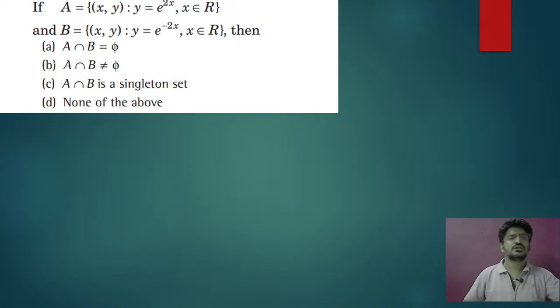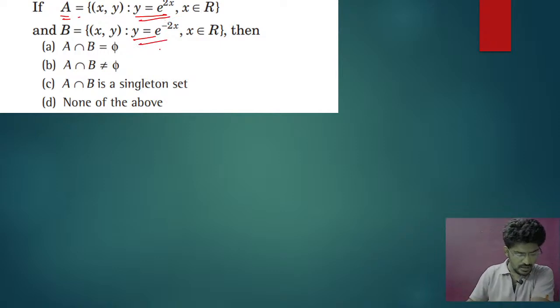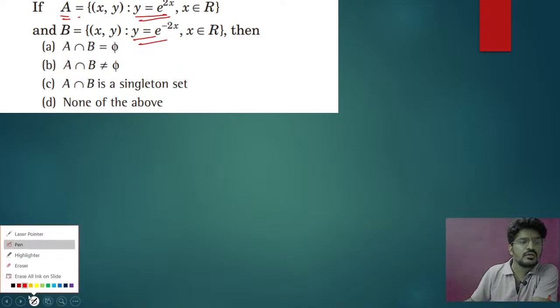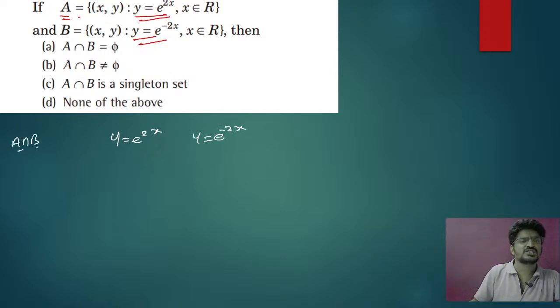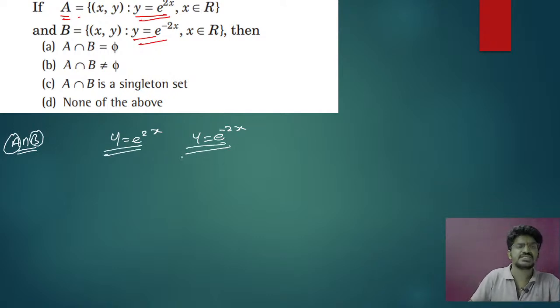So my dear students, in the next question, you just see they have given A equal to y equal to e to the power of 2x, and B equal to y equal to e to the power of minus 2x. Then they are asking about A intersection B, that means the common roots of these two functions they are asking.